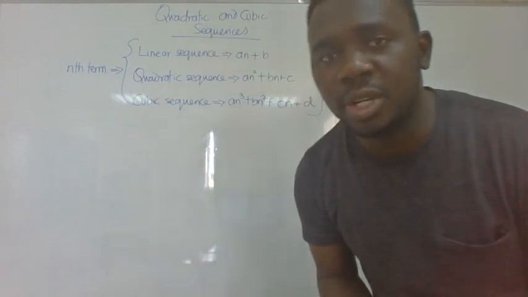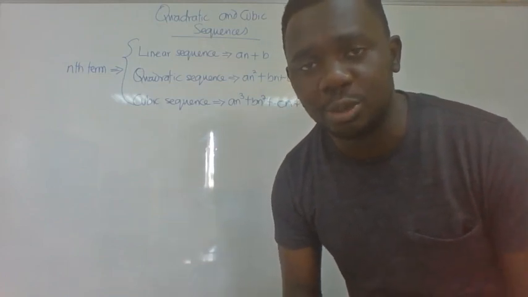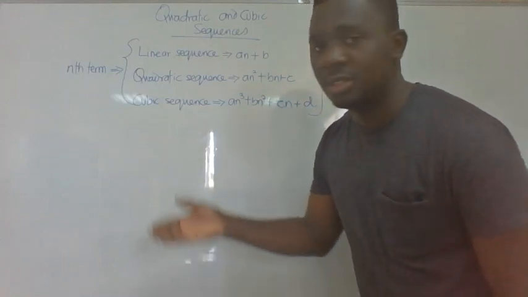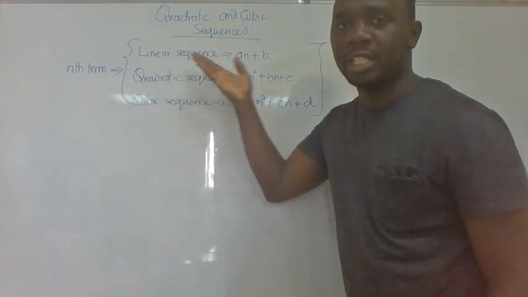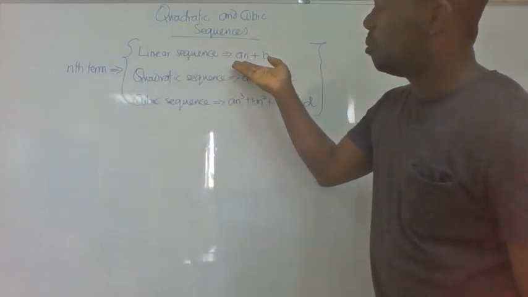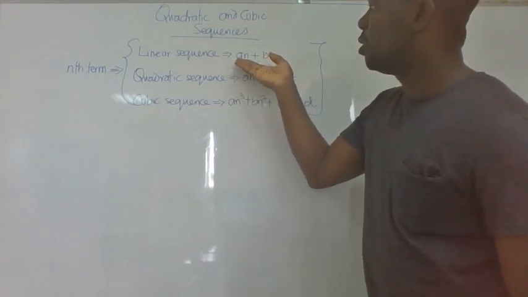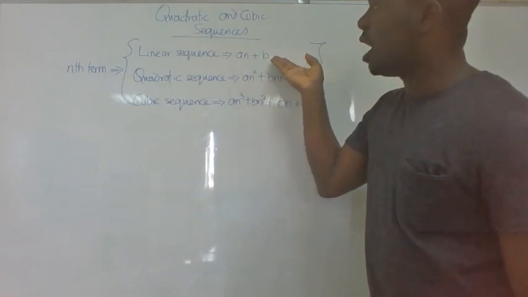This morning we'll be looking at quadratic and cubic sequences. As you can see on the board, I already taught you the nth term for linear sequences, and we know that the end result is always in this form: an plus b. There's always a value attached to n plus a constant b. A and b are constants.